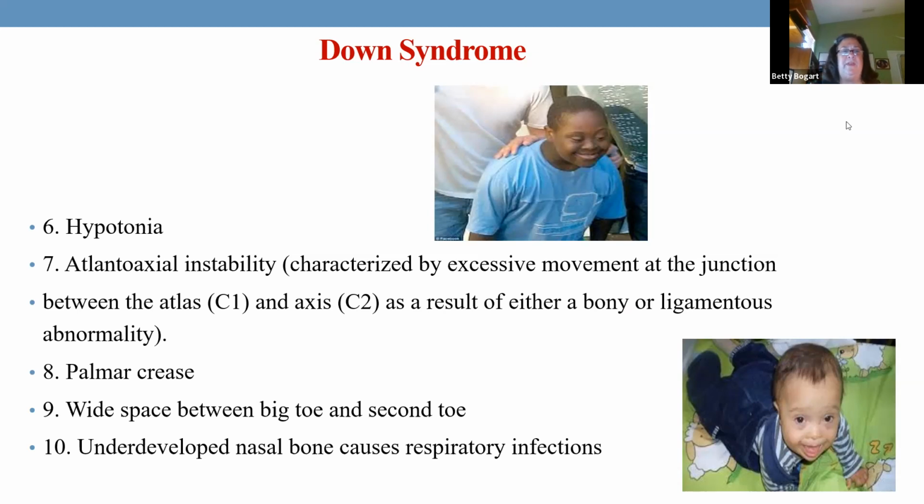We're going to see the way that they move, that palmar crease, like I said, and then between the toes, you have a big toe and the next toe, there's going to be a space, which is not usual for normal children that don't have Down's. And the other thing, they're very susceptible to a lot of upper respiratory infections because their nasal bone is underdeveloped, mucus gets caught. What does that do? It grows bacteria, goes into the ears, cough, etc. So that's one of the things that they're susceptible to.